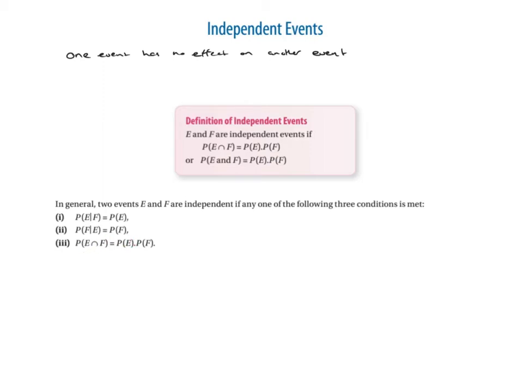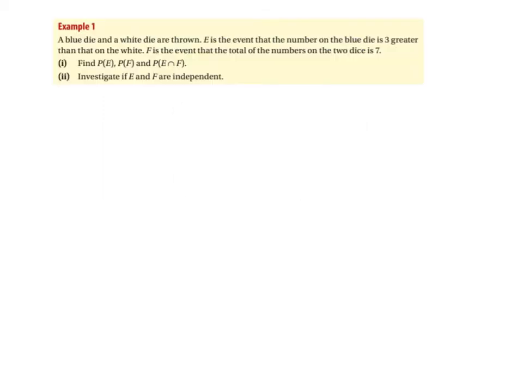So let's have a look at an example. Example 1 says a blue die and a white die are thrown. E is the event that the number on the blue die is 3 greater than that on the white die. F is the event that the total of the numbers on the two dice is 7. Let's find the probability of E, the probability of F, the intersection, and then we'll see if these two events are independent. Okay, so let's have a look at the probability of E first of all.